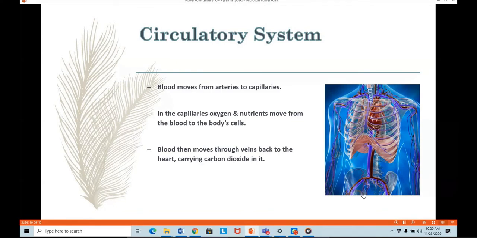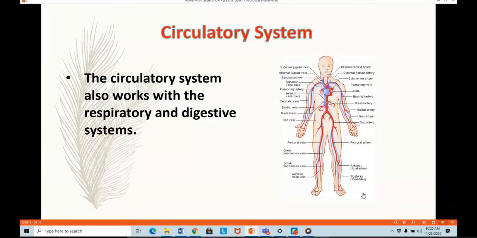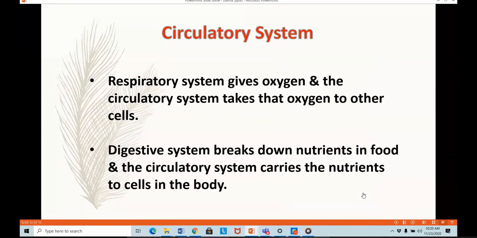Blood moves through the arteries to capillaries. In the capillaries, oxygen and nutrients move from the blood to body cells. Blood then moves through the veins back to the heart. The circulatory system also works with the respiratory and the digestive system. Respiratory system gives oxygen and circulatory system takes the oxygen to the cell. It also works with the digestive system, which breaks down nutrients in the food.